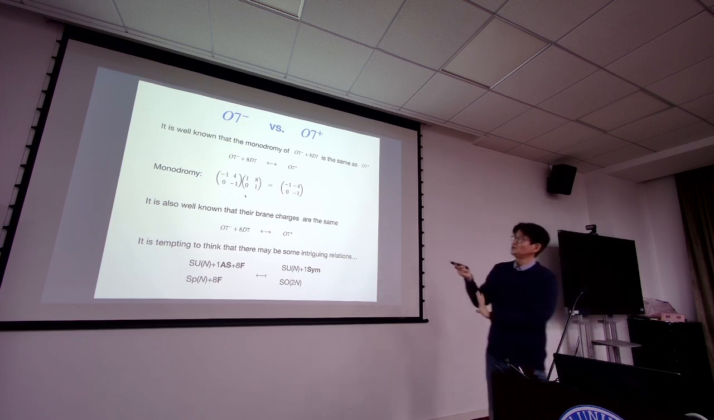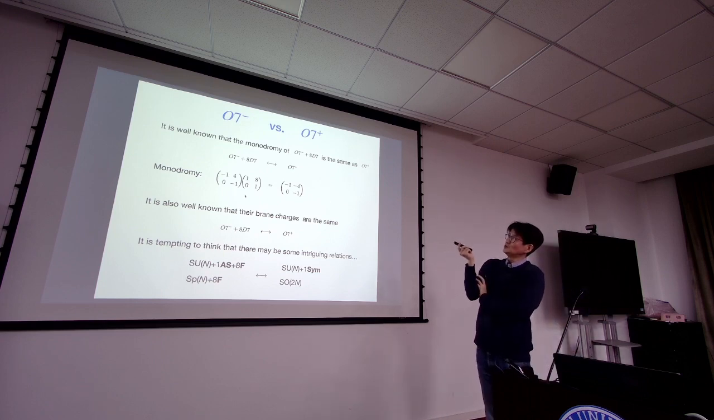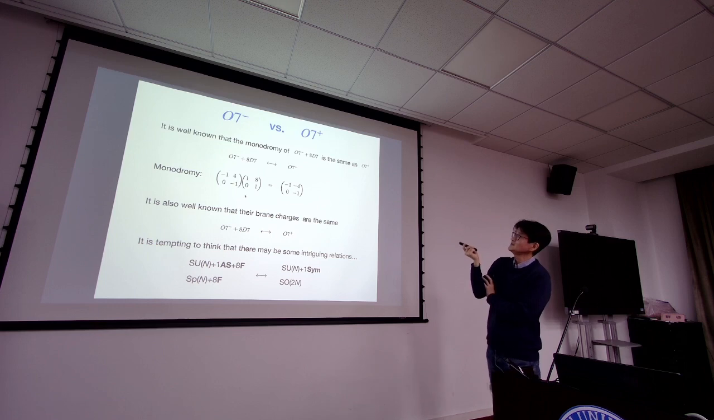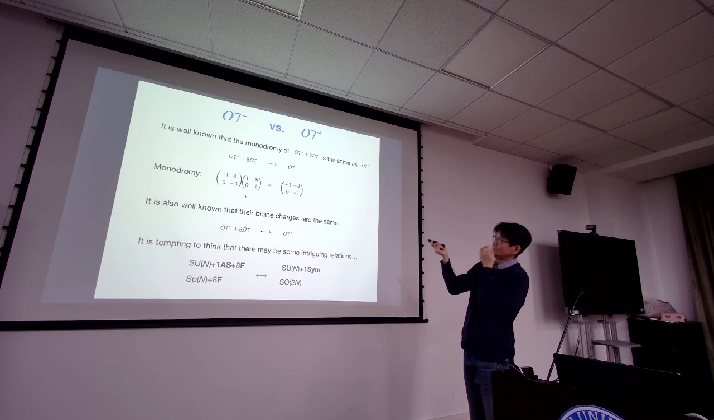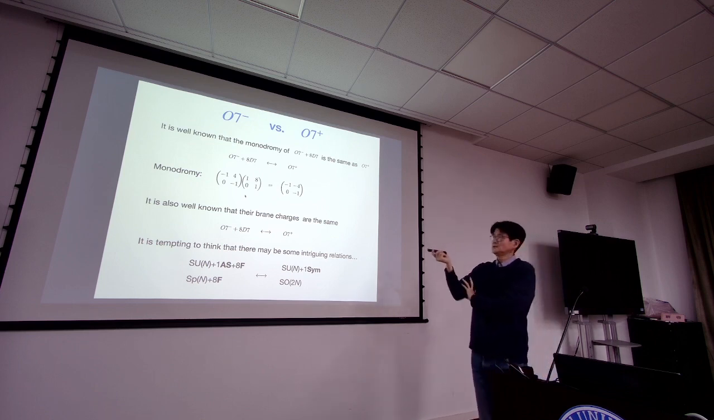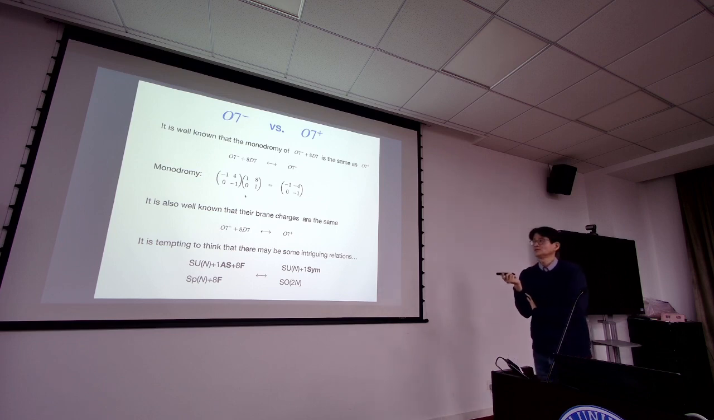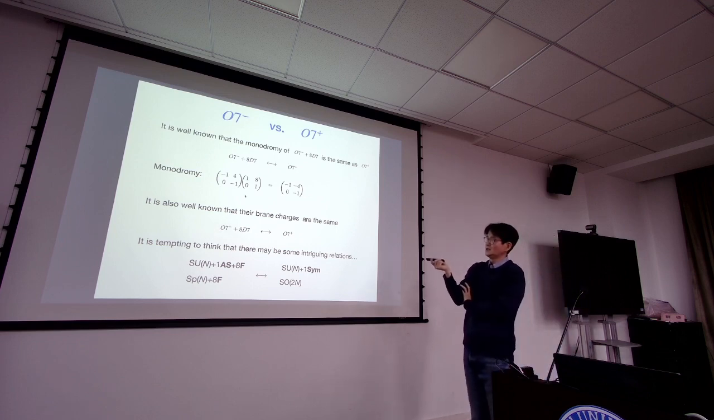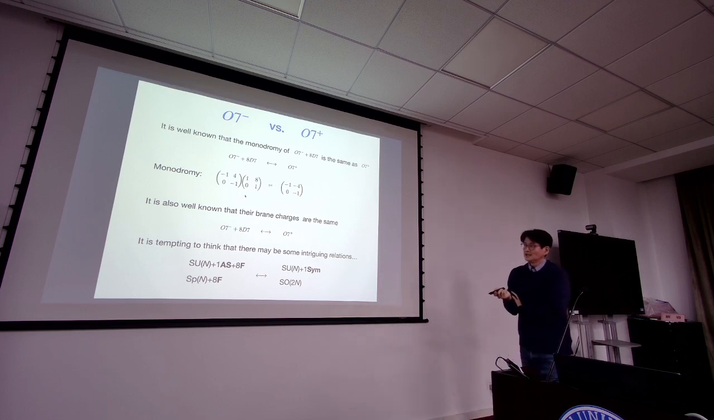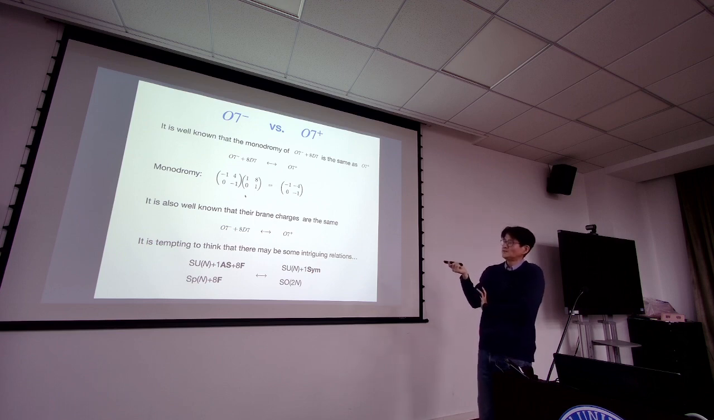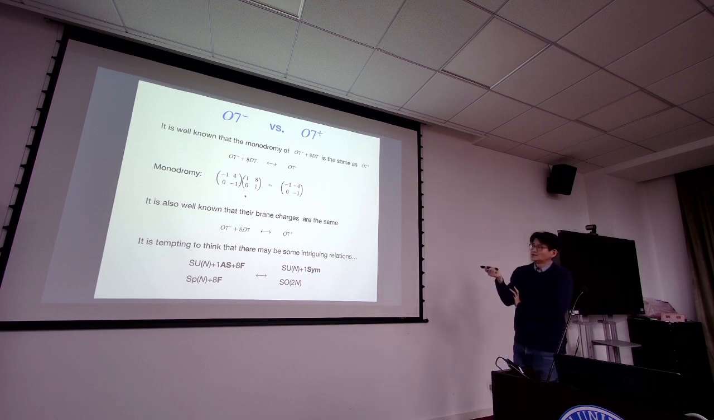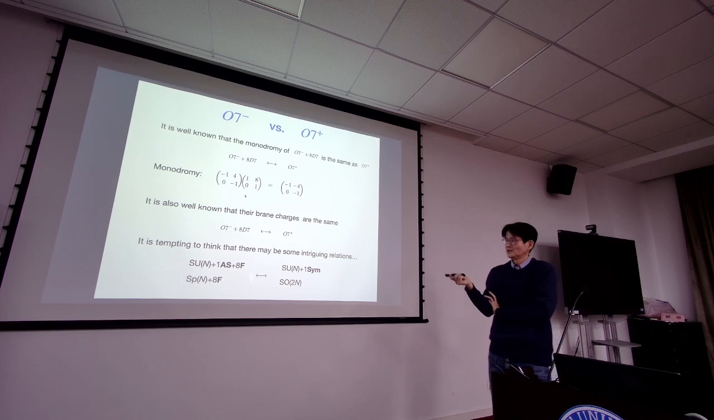We observed a few things. One is that if you look at the monodromy due to the presence of the 7-branes, O7- with 8 D7s is actually the same as the single O7+. So the monodromy calculation is exactly the same. Also, the brane charges, in units of the D7 charge, are the same as well. Therefore you may think there might be some relation between this particular combination of the O7- with D7s and this O7+.